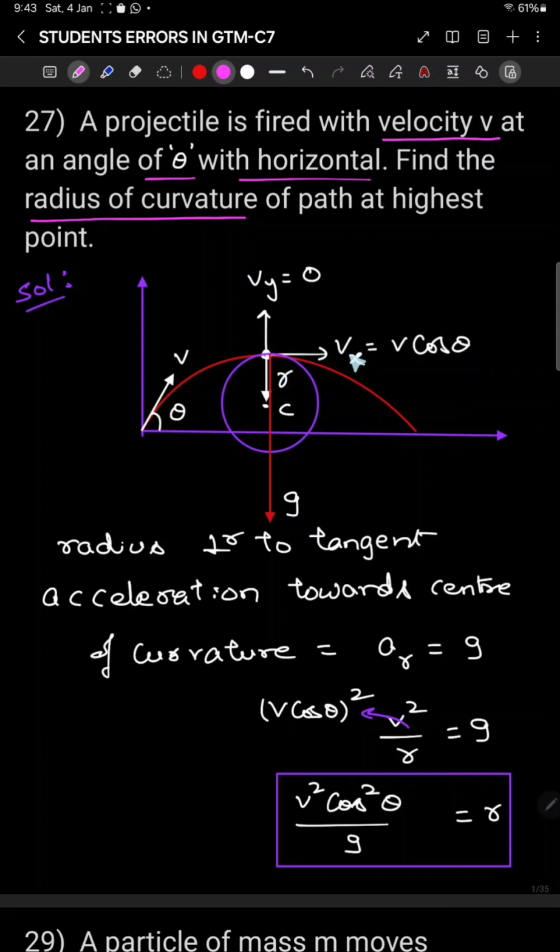For this tangent, if you draw a perpendicular, that will be the radius and this will be the center of curvature. Now acceleration in this direction will be nothing but g. This acceleration towards the center is called radial acceleration. That means the radial acceleration will be equal to g. Radial acceleration formula is v square by r. At this point, velocity will be v cos theta. In place of v, keep v cos theta squared. From this you can find the radius of curvature.